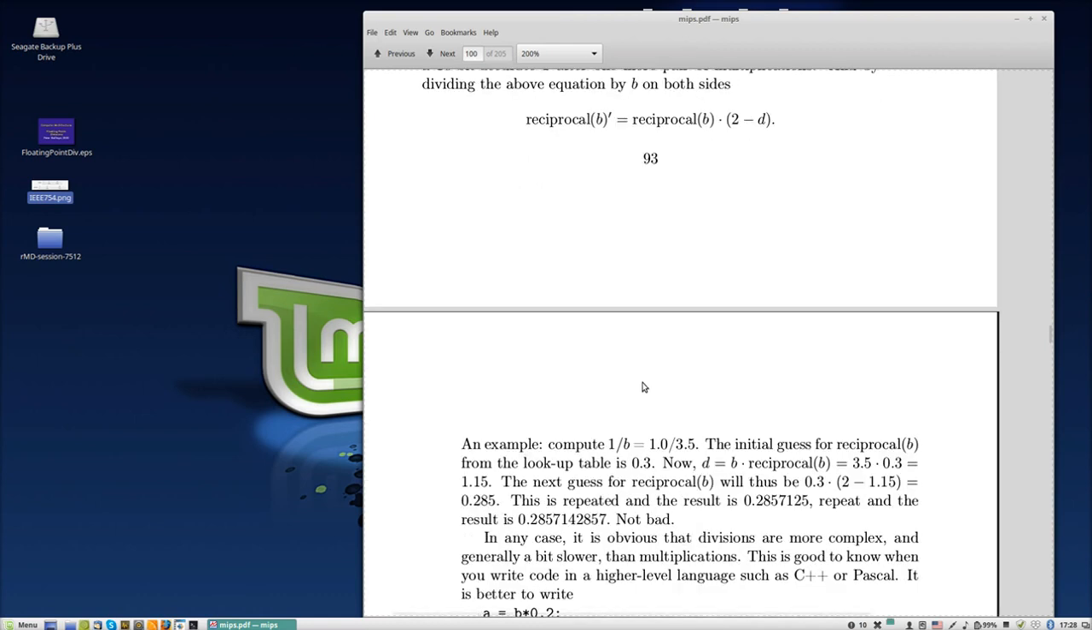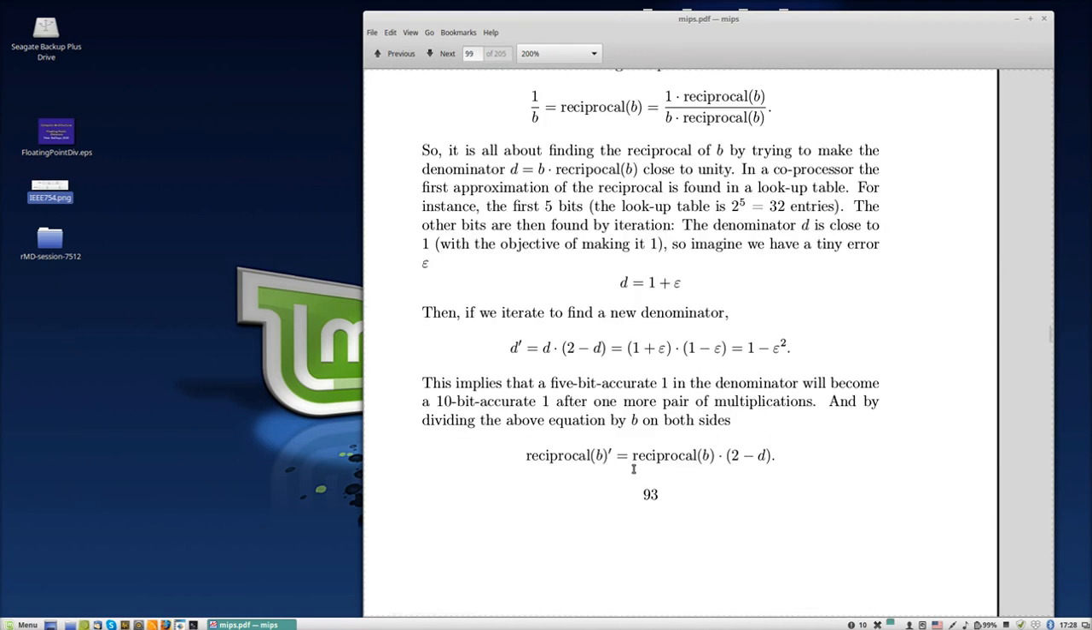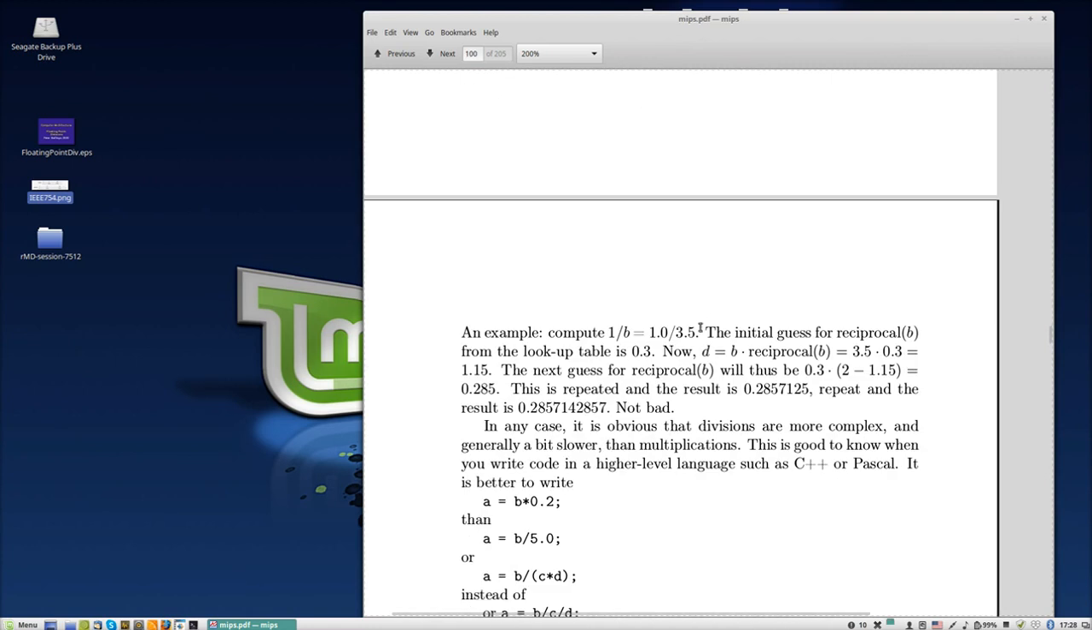Let's see where this goes. So let's imagine we want to compute 1 divided by b, which is 1.0 divided by 3.5. And the initial guess, actually, what we normally do is have a lookup table for that. A very simple approximation, let's say 5 bits accurate. If we do 5 bits accurate, we have 32 entries in our lookup table. So the first thing comes directly, copied from a table. For 3.5, the lookup table gives 0.3.